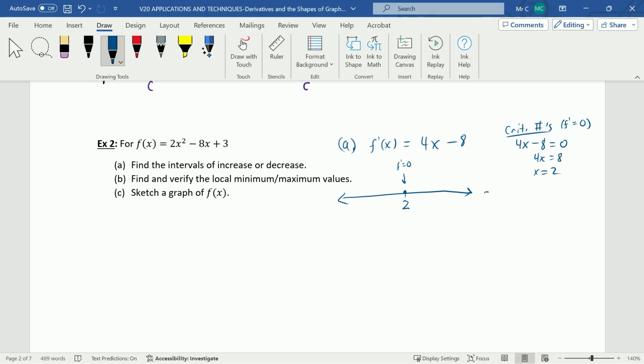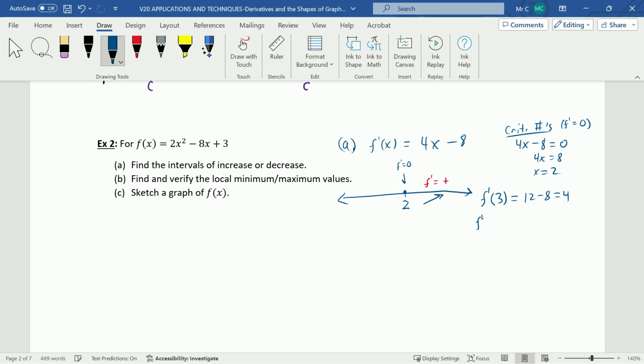All I need to test is a single point on each of the intervals here. We've got from 2 to infinity and 2 to negative infinity. So I'm going to test 3. That gives me a point on the right side. And when I take the derivative at 3, I get 12 minus 8, which is 4. That tells me that on the right side of my interval, f prime is positive. And so I'm going to draw my little up arrow here.